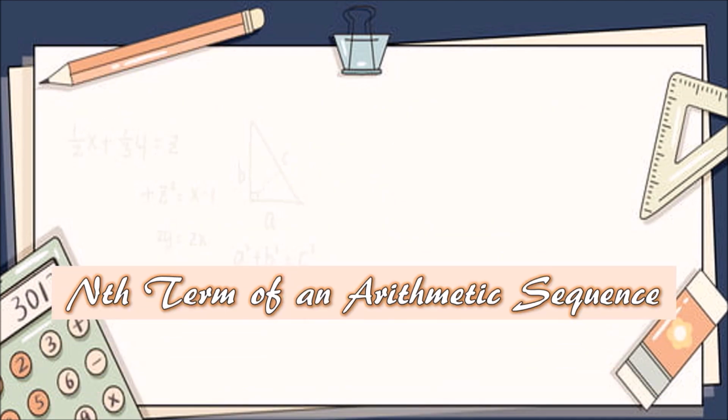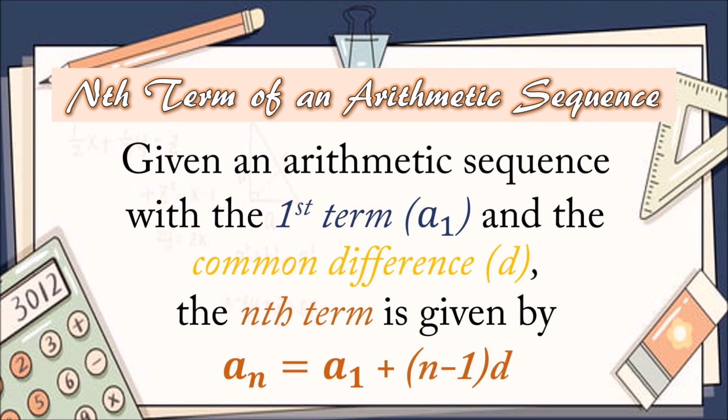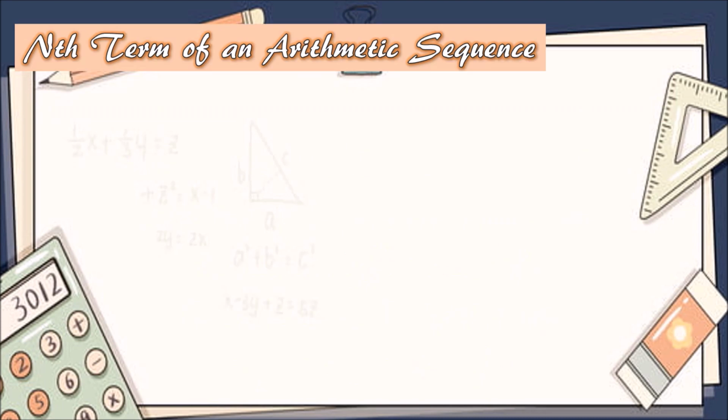Let's proceed with the nth term of an arithmetic sequence. Given an arithmetic sequence with the first term denoted as a sub 1 and the common difference denoted as d, the nth term is given by a sub n is equal to a sub 1 plus n minus 1 d, or also known as the general rule form. We have example number 1.